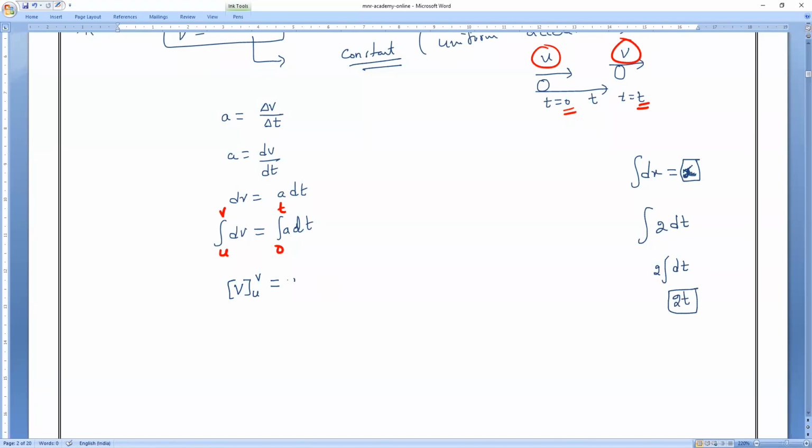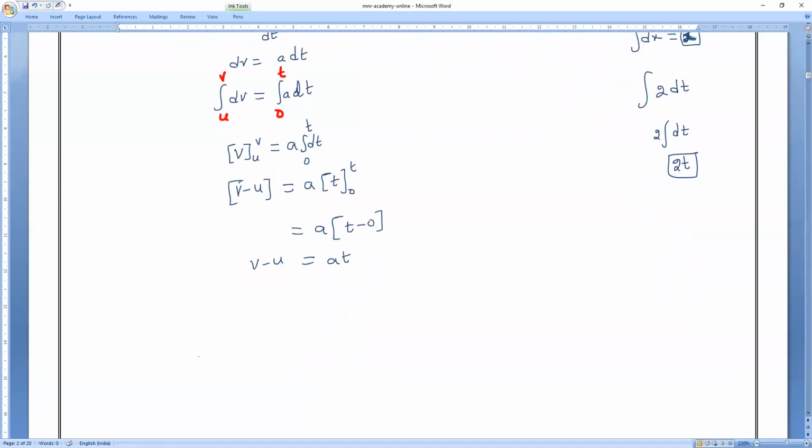Same way here, a will come out. Integration of dt, so 0 to t. So what will happen here? Final velocity minus initial velocity will come. Is it okay? Substitution reverse, which is equal to a into t. Next step, a into t minus 0, which is equal to at. Any doubt? So v minus u equals at. Clear, everybody? Now minus u will come to this side. What will it become? Plus. v equals u plus at. That's the first equation.